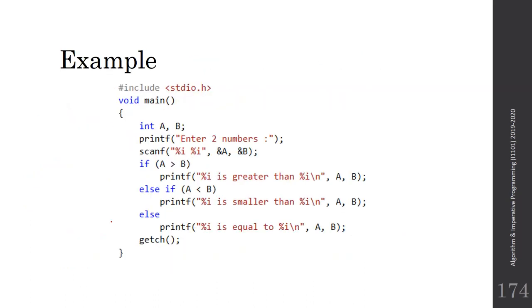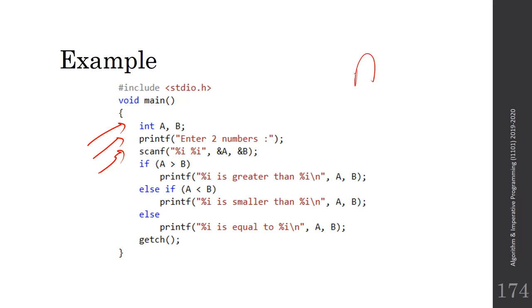So let's have an example. We have here again two variables A and B of type integer. The user will enter the values for these numbers A and B, and then we have multiple if and elses. We check first, is A greater than B, and we will print, okay, A is greater than B. Otherwise we will check, is A less than B, we'll say that A is smaller. Else it means that A is equal to B, and then I will print A is equal to B.